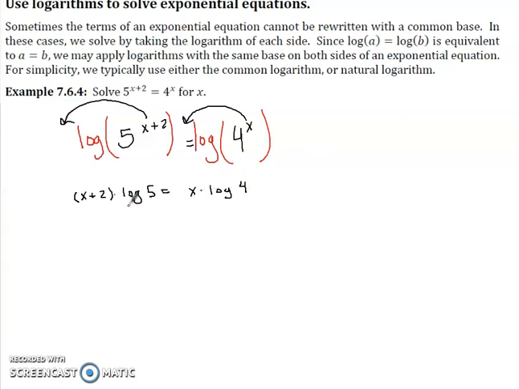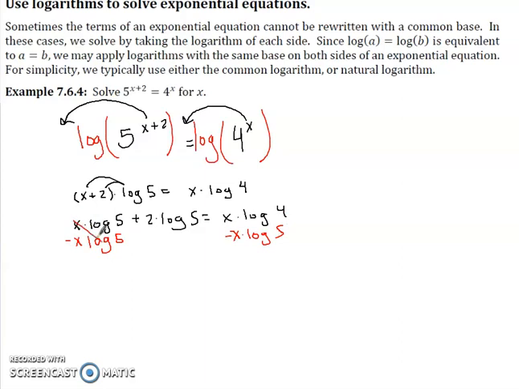Now I will go ahead and distribute my log because my goal is to isolate x, so I want to make sure that I can free up that x to combine those like terms together. So now I can move the x from the left by subtracting the entire x term, which is x log 5, from the left and the right-hand side. So I've got 2 log 5 is equal to x log 4 minus x log 5.